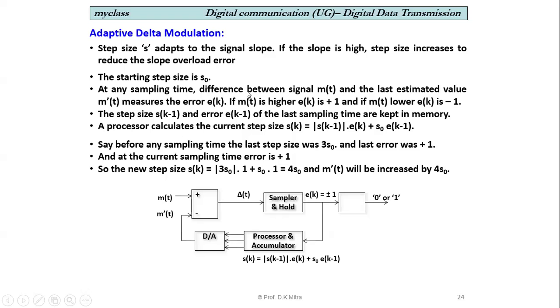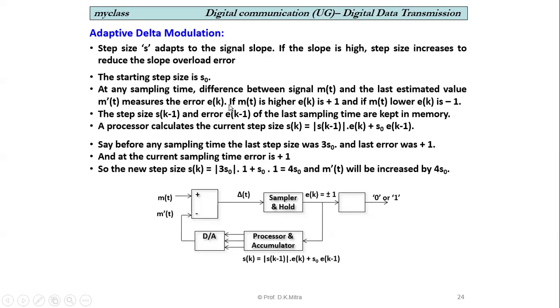At any sampling time, the difference between the signal m(t) and the last estimated value measures the error. A value is created which is called ek. K is for the sample step number. K is the variable here. Here time is not the variable. Here the variable is K, right? The sample number. So what it says is, at any sampling time, the difference between the present signal m(t) and the last estimated value m dash t creates the error ek.